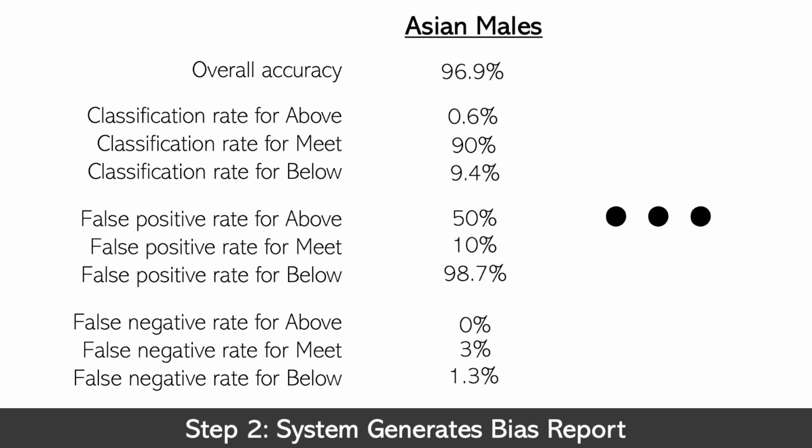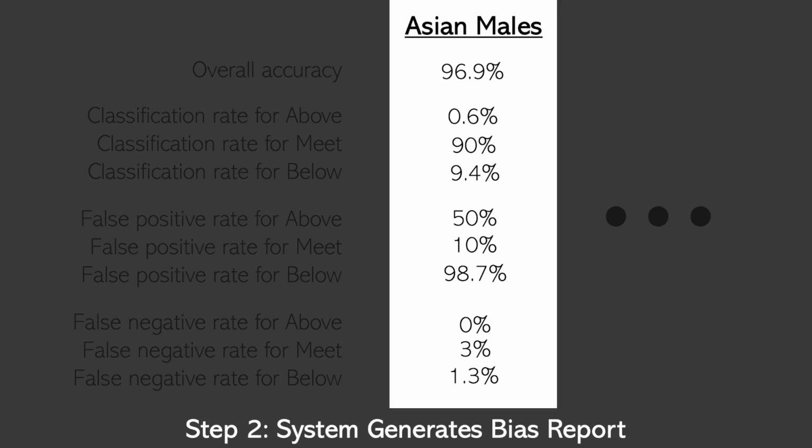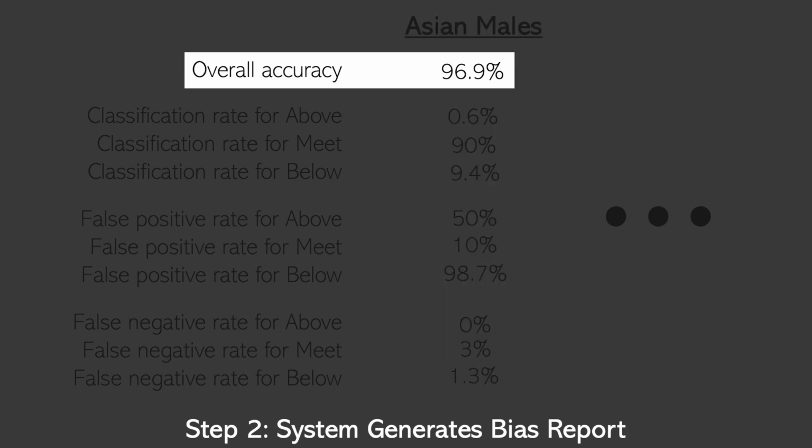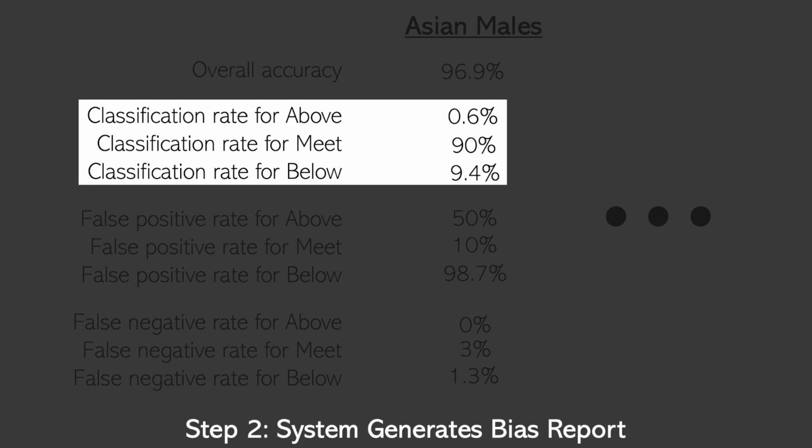The bias detection tool then generates a bias report. What you're looking at is a table where each column is a demographic group. There are many other demographic groups in the table, but let's focus on Asian males for now. And each row is a performance measure such as overall classification accuracy. For each class, it also shows the classification rate.